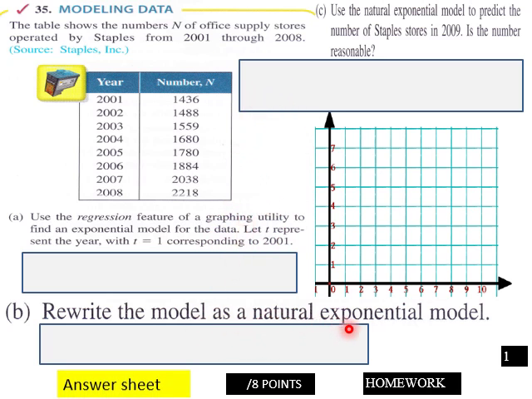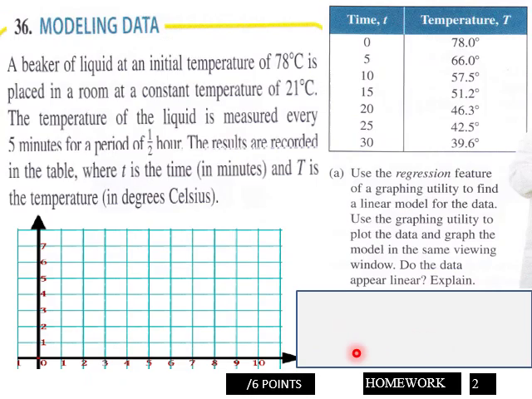Rewrite the model as a natural exponential model. This might be a variation, I can't remember exactly, but it looks very familiar to that. 8 points here for page 1. On page 2, you got modeling data, another data set.